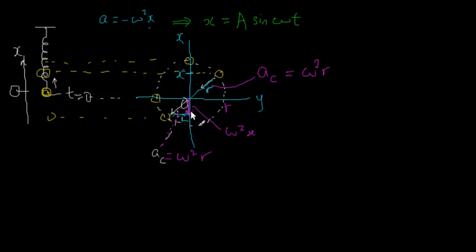So therefore, the acceleration component of this centripetal acceleration along the x direction is actually omega squared x, and I can write it down now. I can write it down as the acceleration equals omega squared x. So this is the acceleration in the x direction.